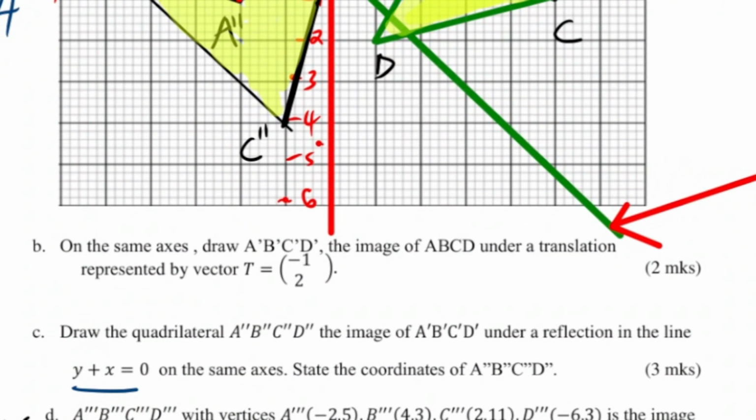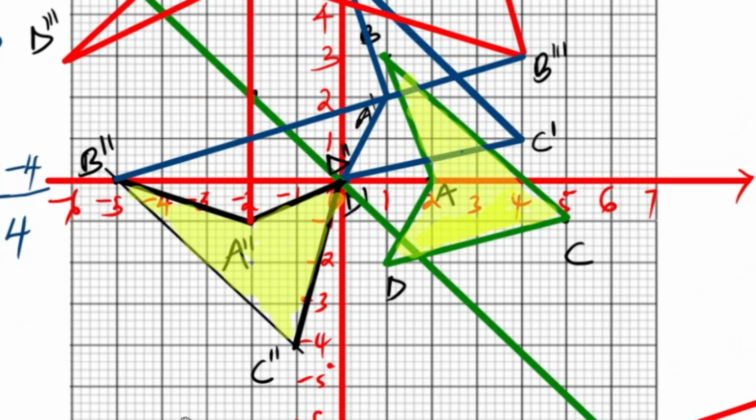On the last part, part E, state the type of congruency between quadrilateral ABCD and A2, B2, C2, D2. So the two shapes are the ones that I've shaded there. These are the two, not rectangles, but the two quadrilaterals. We have this one and this one. So you're supposed to state the type of congruency.